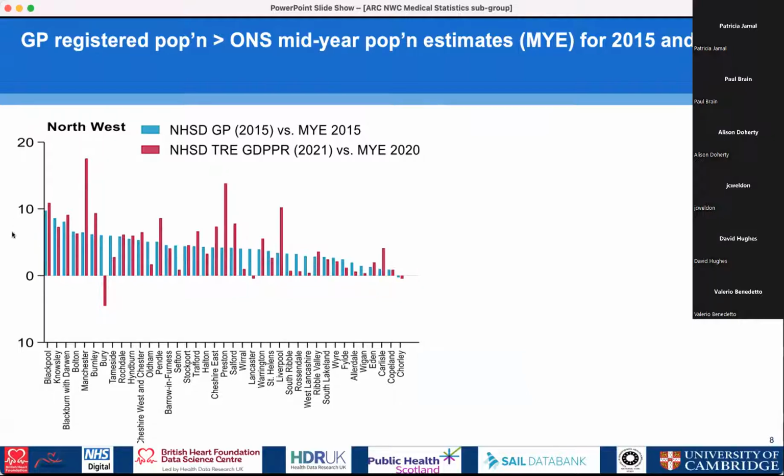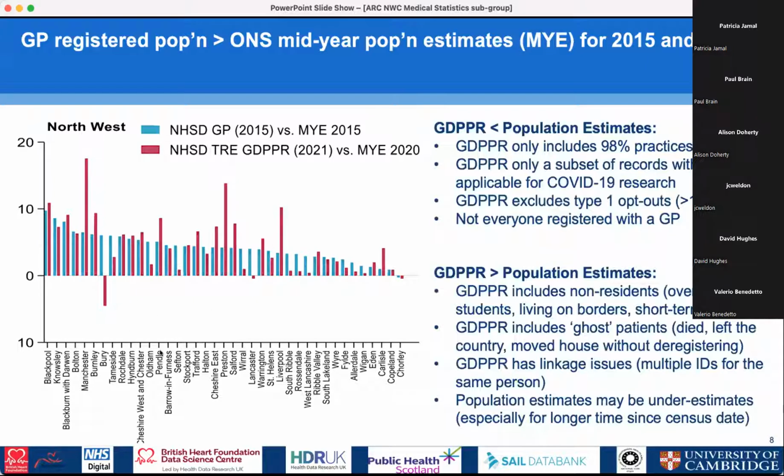So what this is on the y-axis is the difference between the GP registered population versus the ONS. So where it's bigger than 0, it means that it's the percentage more that we do have in the GP registered population. And the blue ones are showing the comparison in 2015, and the red one is in 2020, 2021. And on the whole, you can see that we get these overestimates in the GP registered data in comparison to the mid-year. In particular, you see these peaks, don't we, in Manchester, in Preston, and in Liverpool, and also in Pendle. So why might this be the case?